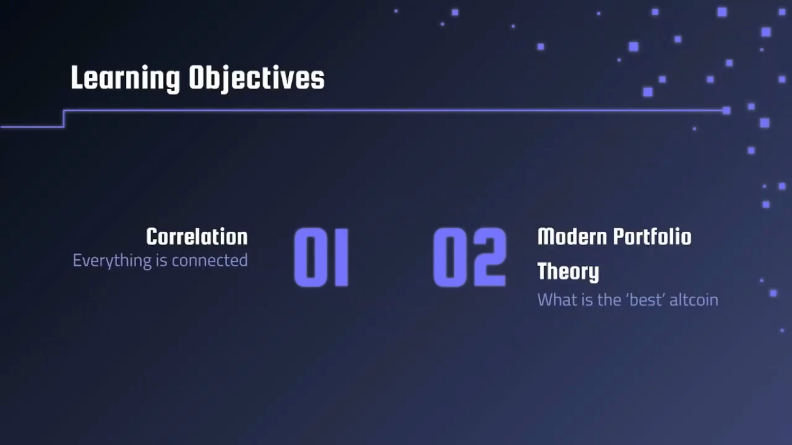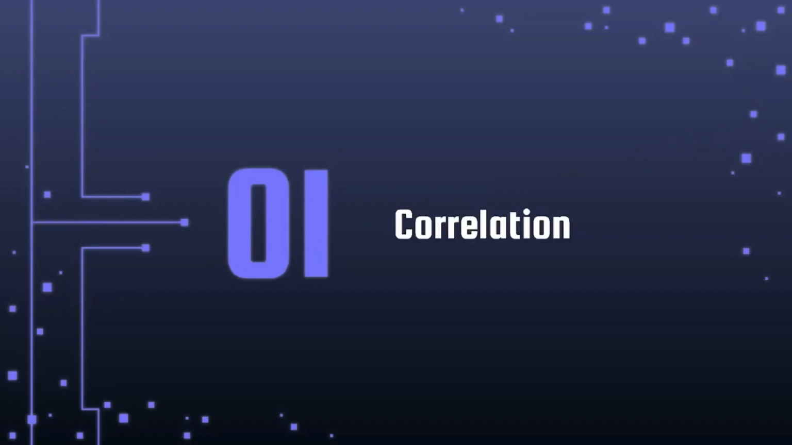So what we're learning today: correlation, how everything is connected, and modern portfolio theory. We're going to look at what is the best altcoin. So, correlation first.